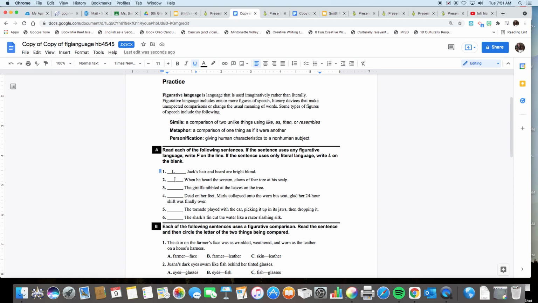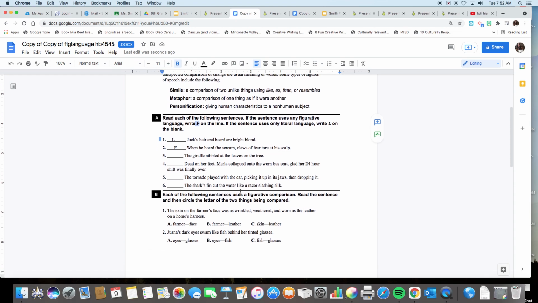When he heard the scream, claws of fear tore at his scalp. Now that, ladies and gentlemen, is figurative language, okay? This is an extreme exaggeration. There's not actually claws of fear tearing at his head. He's just saying that he's extremely scared, okay? You're going to do 3, 4, 5, and 6 on your own. You need to tell me if you think it is literal or a figurative line, okay?